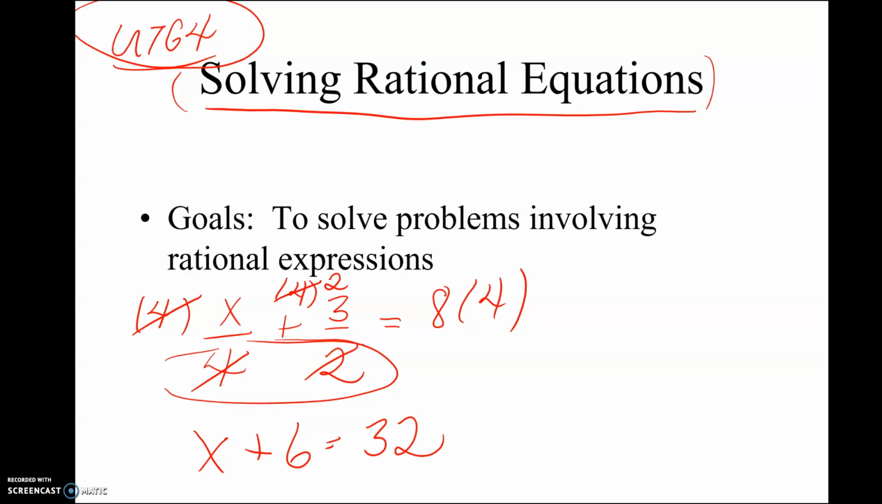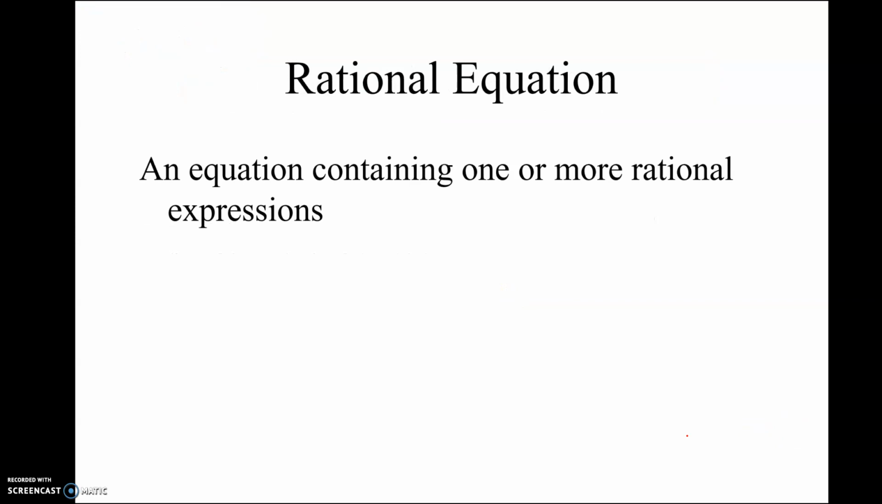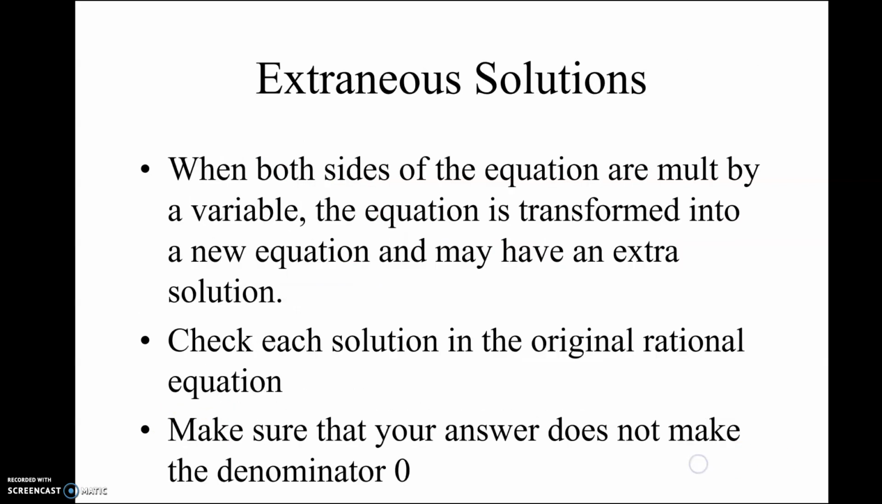So we're going to see that a lot with today's lesson, a little bit more difficult, but that's the idea. So a rational equation is an equation, so it has an equal sign, containing one or more rational expressions. So here are our steps. We're going to find the lowest common denominator like we did in adding. Then we're going to multiply every term by that lowest common denominator over 1. And that will help us cancel out the denominators. And then we're going to solve for the variable. If it's linear, we'll get one variable. If it's quadratic, we're going to set it equal to 0 and factor.